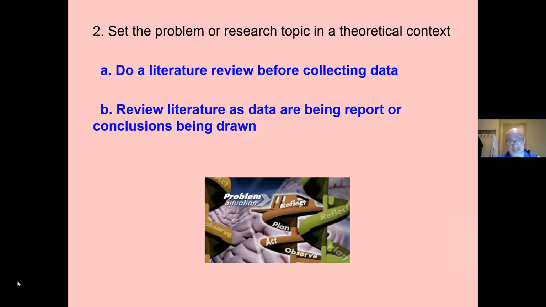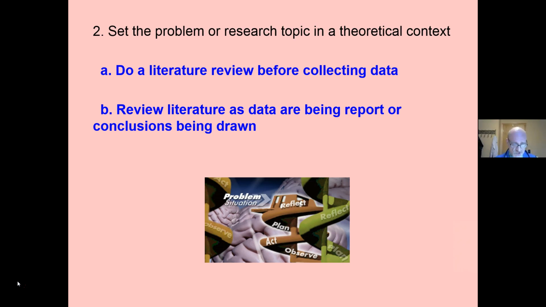Number two, set the problem or research topic in a theoretical context. This is a review of the literature, professional books, journals, or other professional resources to see what others have found, to build a solid theoretical context, and to give you some ideas for what data to collect and how to collect it. Now, this sets your study in a theoretical context, and it lends credibility to your findings as well. And you're able to link research directly to your classroom practice this way.